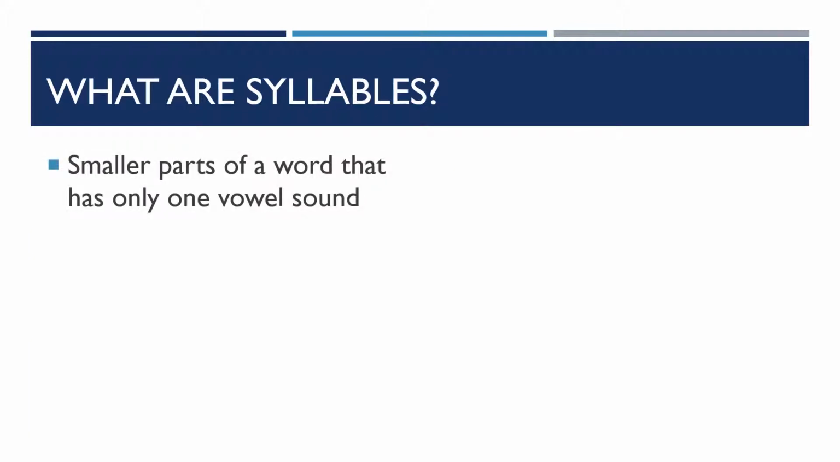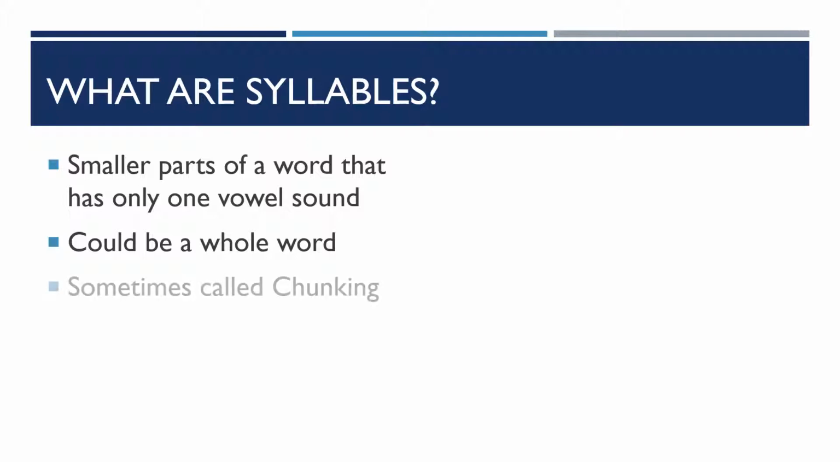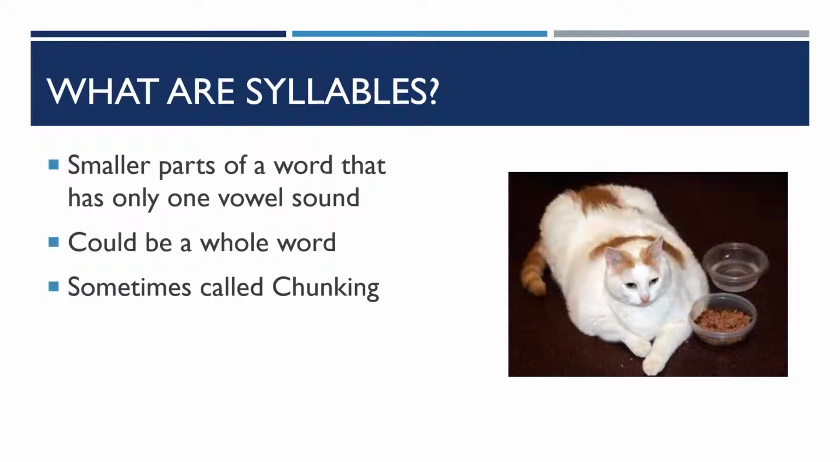Syllables are smaller parts of a word that has only one vowel sound. If there's only one vowel sound in the word, then it could be the whole word is one syllable. Sometimes we call this chunking, and we don't mean that kind of chunking. So let's look at a couple examples.